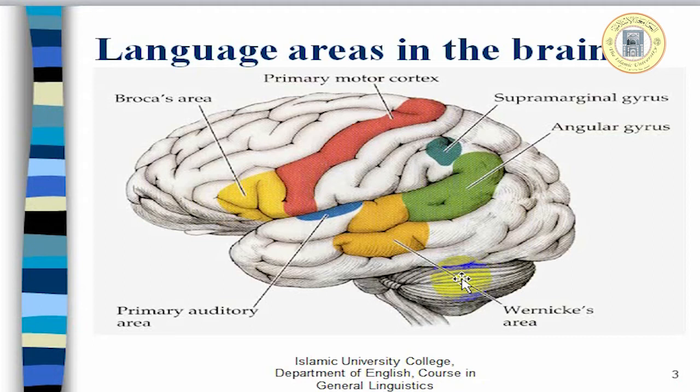So if we talk about Broca's area, we can say that it is responsible for speech production, while Wernicke's area is responsible for speech comprehension.